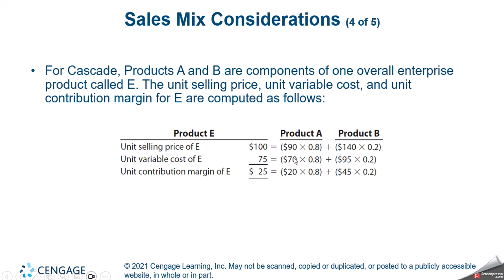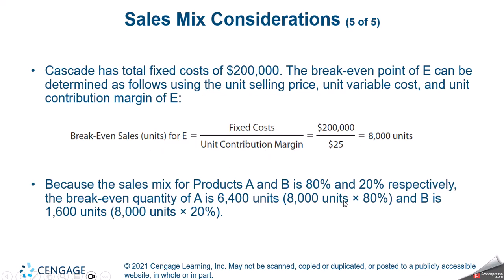Then our variable cost, same thing. What was the variable cost for product A? We're selling 80% of that. Variable cost of product B, we're selling 20% of that. Add those together to get to our sales mix variable cost. So then we have a unit contribution margin of that sales mix. So it's really the same computations. We're just multiplying them by the percentages that we're selling, so whatever that percentage breakdown is.